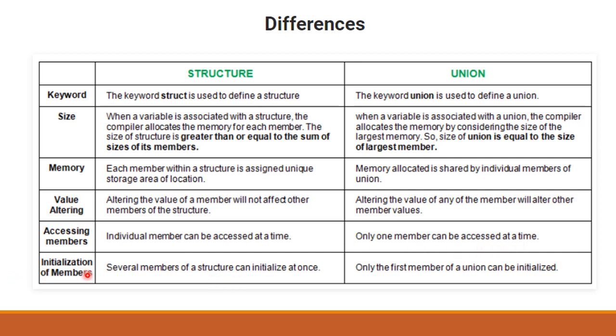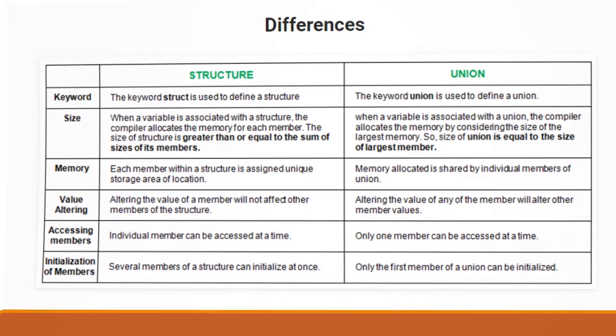Initializing members: several members of a structure can be initialized at once, but in the case of a union, only the first member can be initialized, as only one member is active at a time. So this is the difference between structure and union.